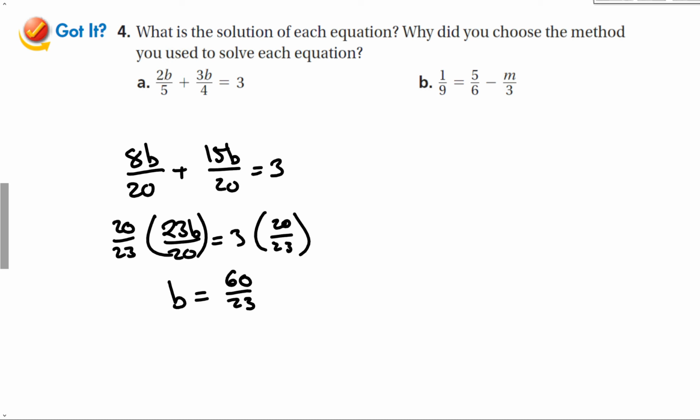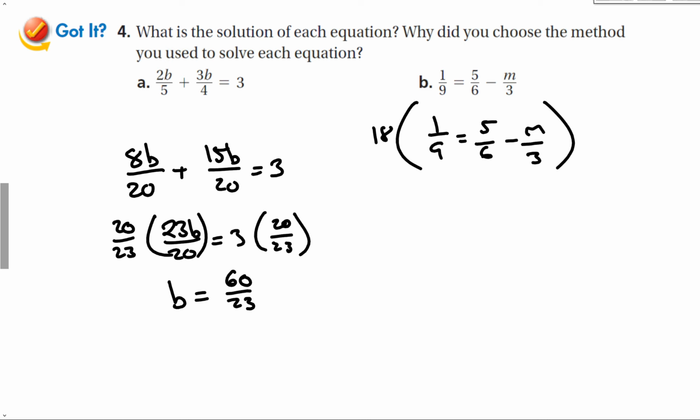Yeah, good. Okay, so next, let's clear the fractions in the second one. Well, I can take the 3 and multiply it by 3 to get 9. That's good, but that's not the common denominator of all of them. The least common denominator of 6, 9, and 3 is going to be 18. Okay, because 6 and 9, 6 does not go into 9. Okay, so what I want to do, equals 5 over 6 minus m over 3. I want to take this whole thing and multiply it by 18.